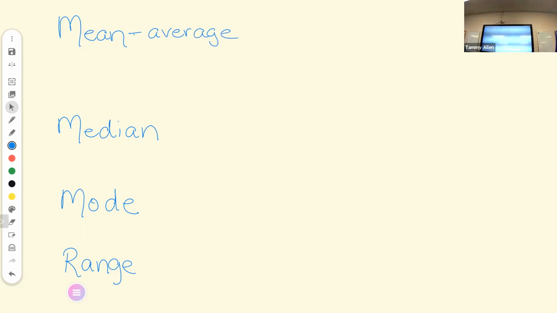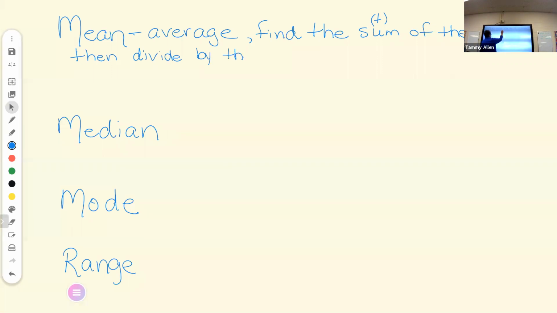And here's how we find the mean. Find the sum of the data. And we say sum, what are we doing with our data? Adding it up. Okay. Then divide by the number of items in our data.